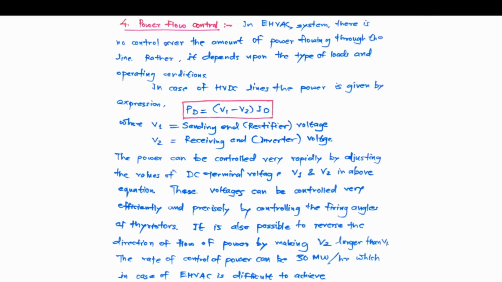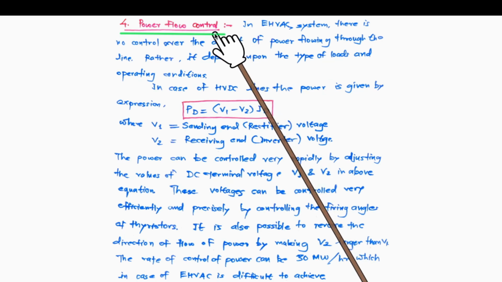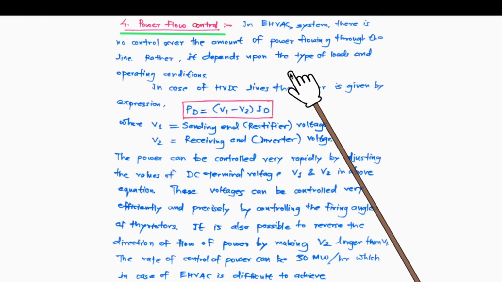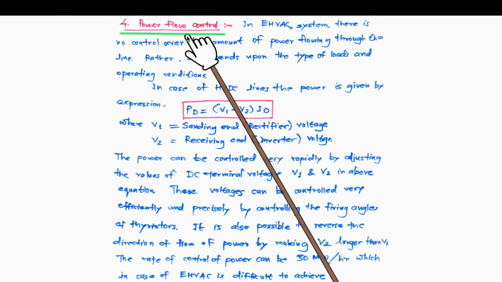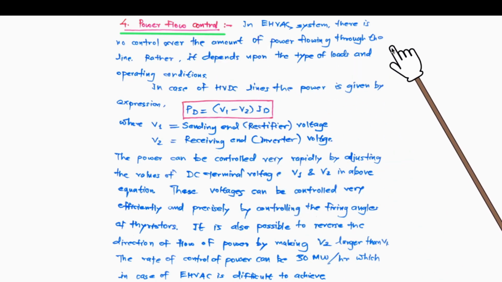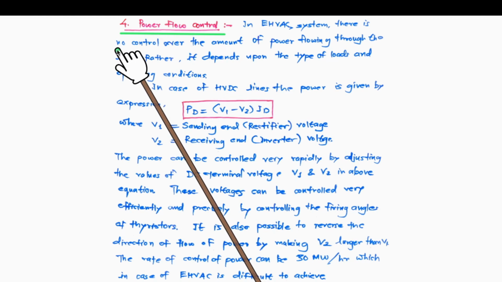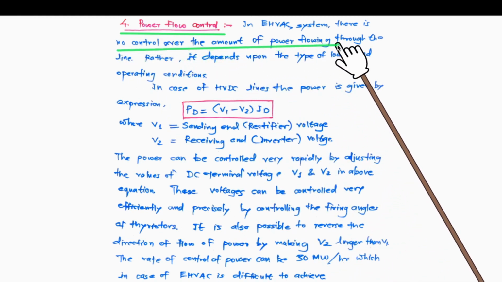Now we come to the next point of comparison, and that is power flow control. It's very important, power flow control. Now you will come to features of HVDC technology that will really make you think about it, and that is very obvious. So first and foremost, power flow control. In case of an EHV-AC system, there is no control over the amount of power flowing through the circuit.